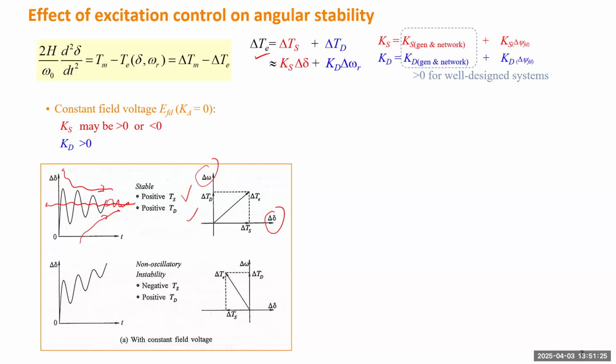Under some conditions, the system may become unstable. If it becomes unstable, the deviation will increase and won't just stay at a limited value. But the envelope of the waveform will still become smaller and smaller, which means you have positive damping but negative synchronizing torque.